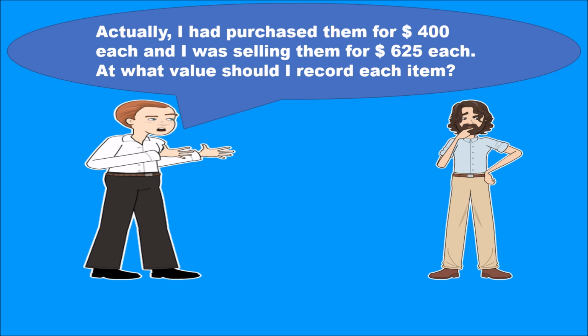That means the question would be: would the items be recorded at $400 in the books as inventory, or would the items be recorded at $625 each at the end of the accounting period, that is the inventory?